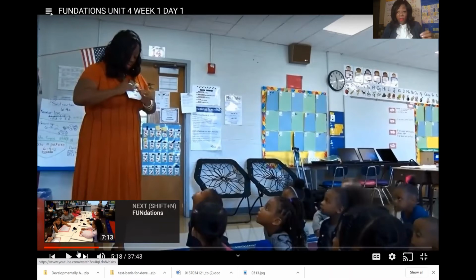And it's not just with high frequency words. When you're trying to teach a key concept in math, reading, science, or social studies, try to think about using a different color marker.